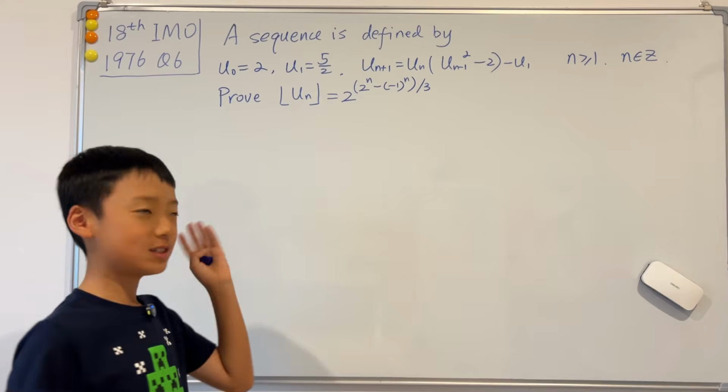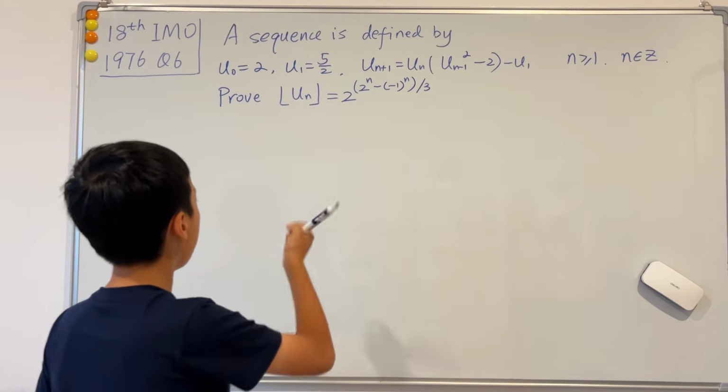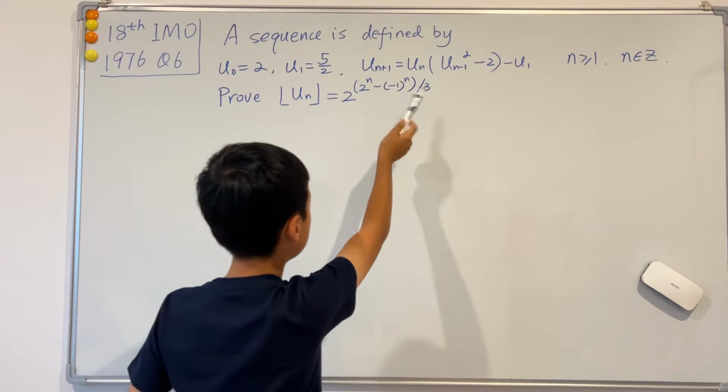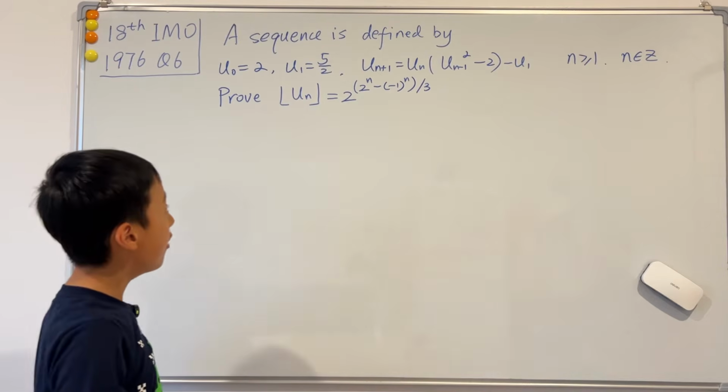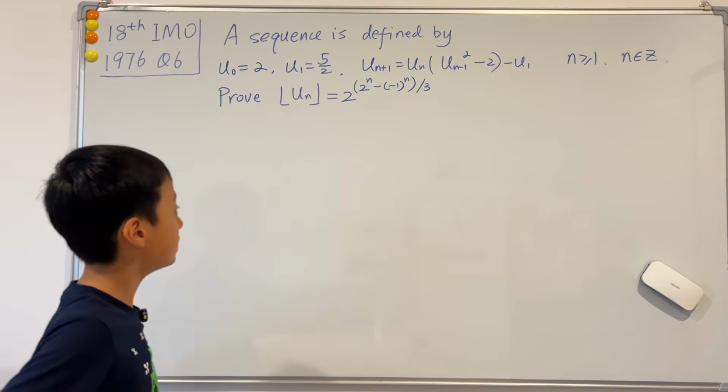So why don't we just get into the question? Well, this question looks so complicated, right? We have the floor function and a bunch of stuff. Well, actually, it is not that hard. So let's first read the question.